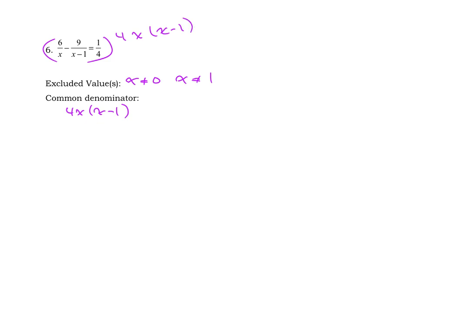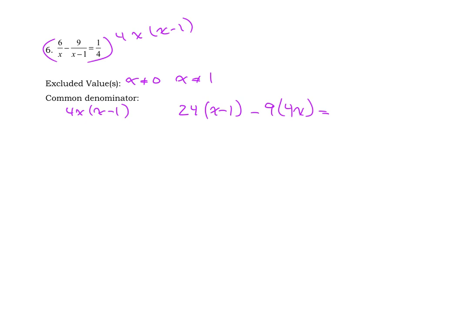So this first one, the x is gone, and that leaves me the 4 times x minus 1. So I'm going to do 6 times 4 is 24, x minus 1, and then minus, and now this one gets rid of the x minus 1, so that's going to give me the 4x. So I'm going to do negative 9 times 4x.